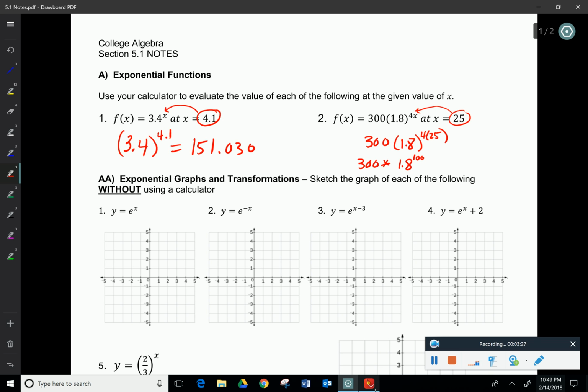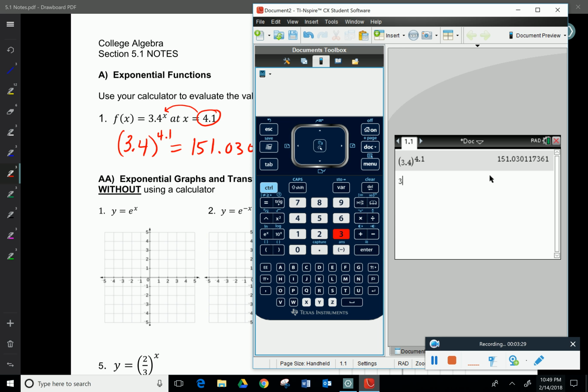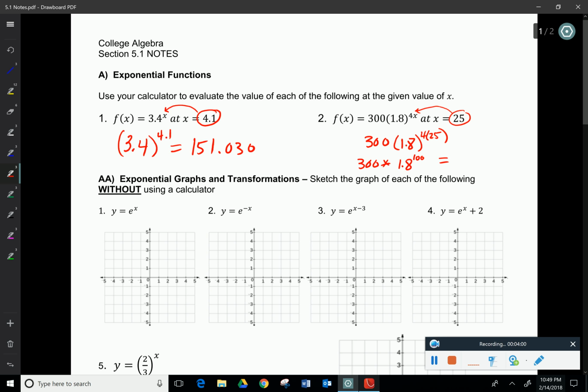So I'm going to say 300 times 1.8, and then my little caret for the exponent, 100. And the calculator should do the order of operations and do the exponents first and then multiply by 300. So we're going to end up with 1.010.